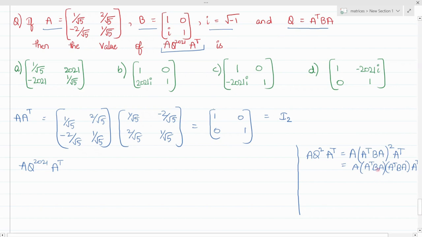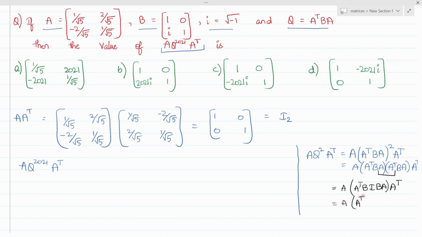Now, if you observe over here, A into A transpose is nothing but I. So now write A as it is, and inside it becomes A transpose B as it is. A into A transpose is nothing but I. Again B as it is, A, and write A transpose as it is. Now any matrix multiplied with an identity matrix is just the same matrix. What is left over is A transpose B square into A transpose.